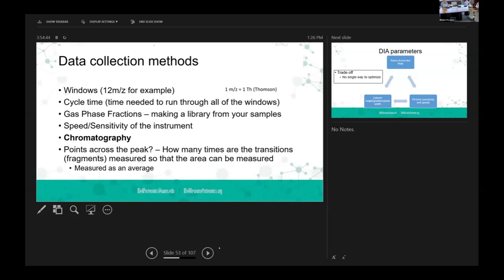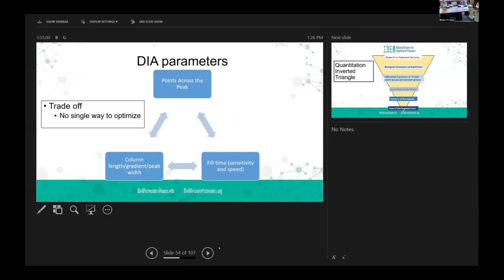But the big key, I think, is again the chromatography, matching all of that back to your chromatography to make sure that you get what we call n points across the peak. How many times the transitions or fragments are measured so that we can get a good area.